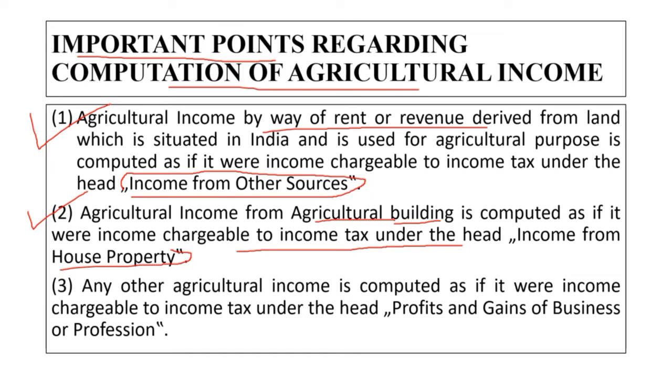And the third point is that any other income is computed as if it were income chargeable to income tax under the head profits and gains of business or profession. If you receive agriculture income other than the first and second points, then it will be considered as profits and gains of business or profession.